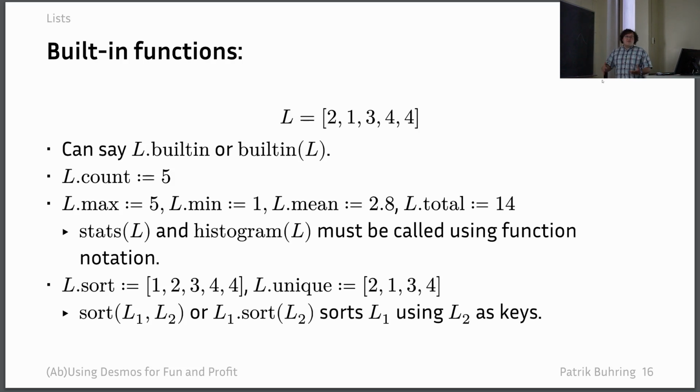Sorting can also use a separate list for keys. So for example, suppose that I had a list of points, and I wanted to sort them by their magnitude. Well, the list of points and the list of their magnitudes are two separate lists, but I can sort one by the other.